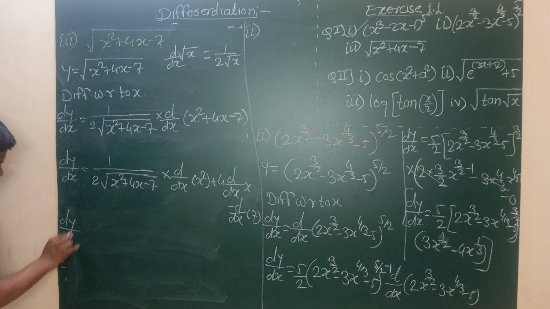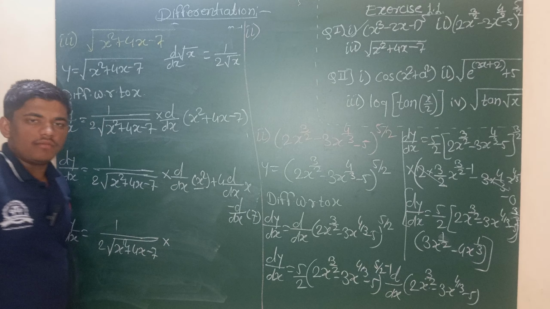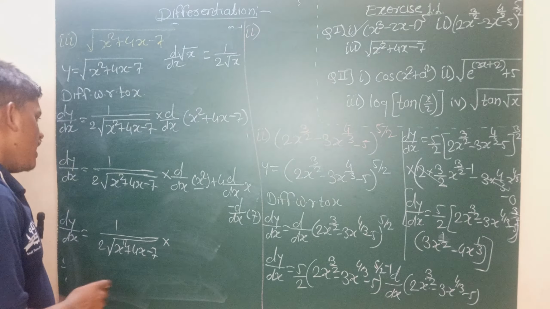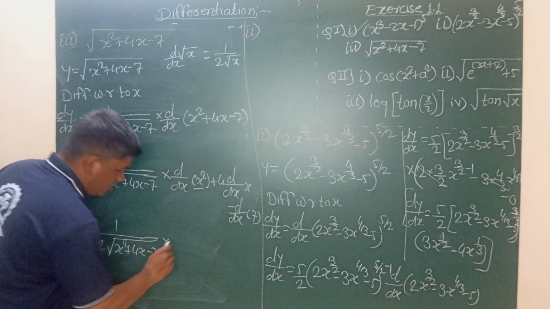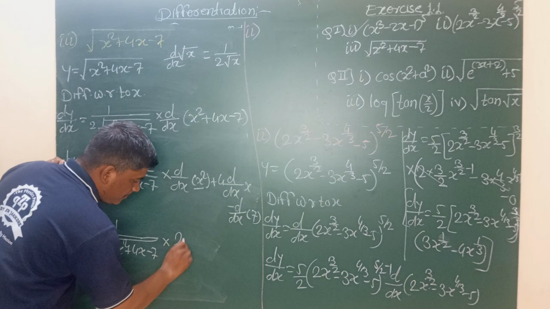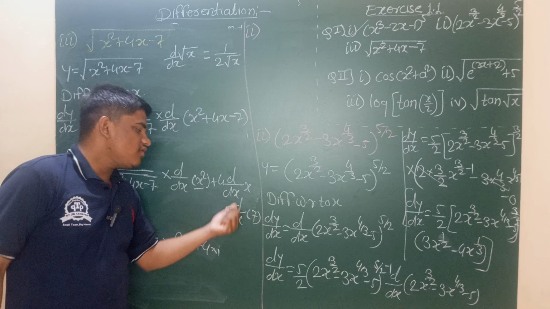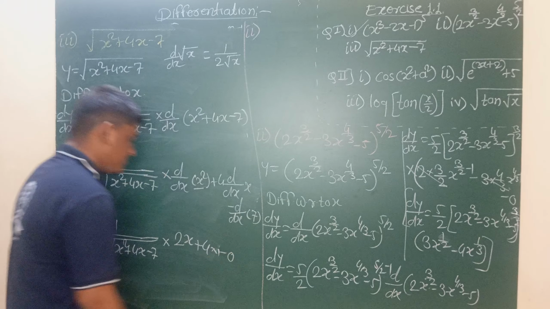Now the next step, dy by dx is equal to 1 upon 2 root of x square plus 4x minus 7, into, what is the function? Differentiation of x square with respect to x, apply the same formula, x raised to n. N means 2. 2 into x raised to n minus 1, that is 2 minus 1, x raised to 1, that means 2x here. Plus 4 as it is. Differentiation of the variable x with respect to x is 1, plus into 1 which is 4, and minus the differentiation of the constant is 0, it is minus of 0.